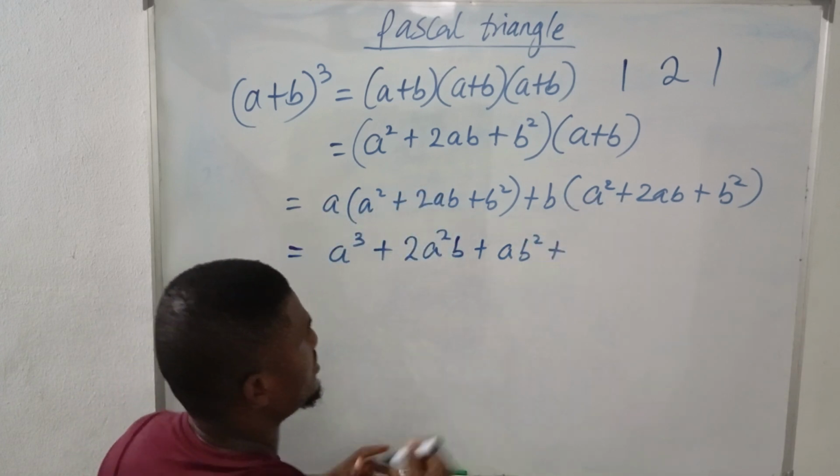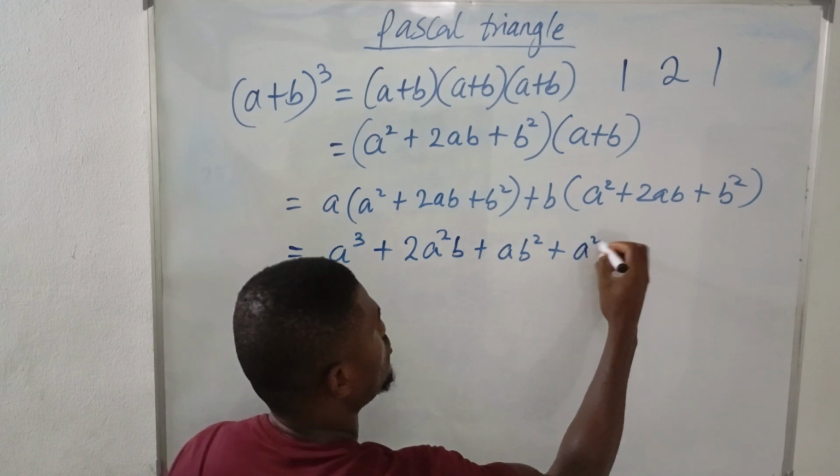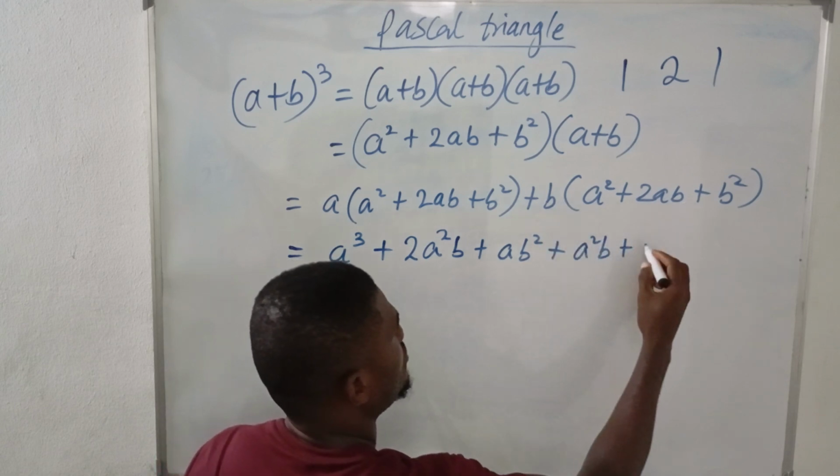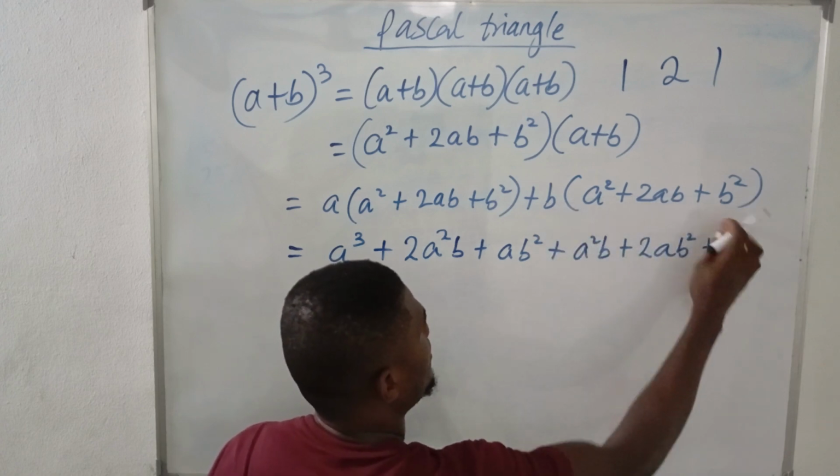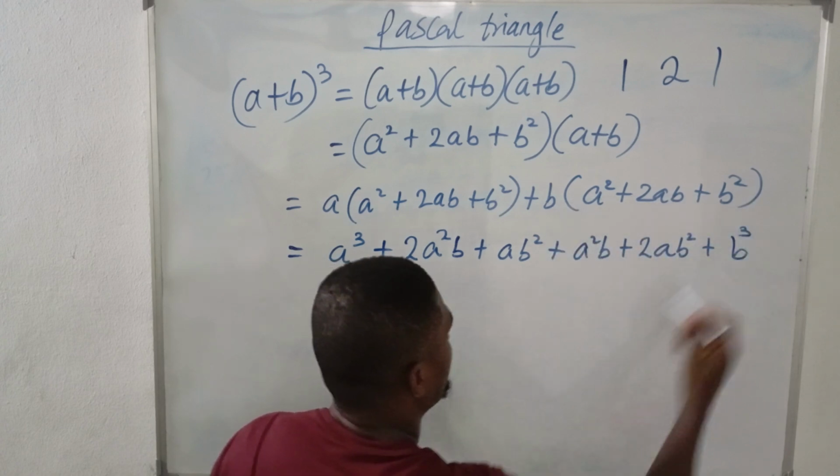Alright, so we expand this with this, and that will give us a squared b. This with this will give us 2a b squared, and then b with b squared will give us b raised to the power of 3.